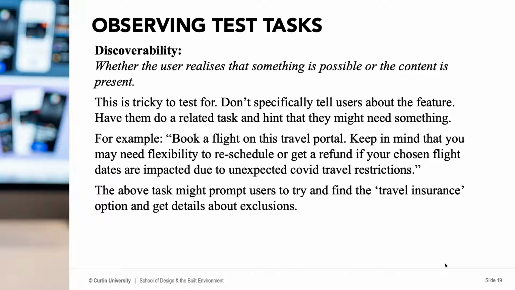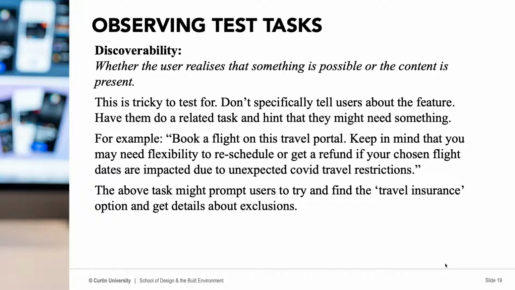Another really useful thing to consider is discoverability. There's a slight difference between discoverability and findability. Discoverability means maybe they don't know that the thing is there even to begin with. In findability, they know and are pretty sure that such a thing is there and they need to find it. Discoverability is they don't know whether something is there. Maybe they haven't even thought of it. This is a tricky one to test for. When you're testing for it, you don't specifically tell users about the feature, but instead you set a task that's related, and in the task, you hint that maybe they need this thing.